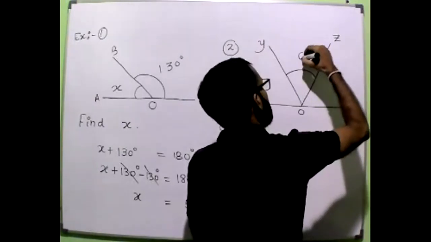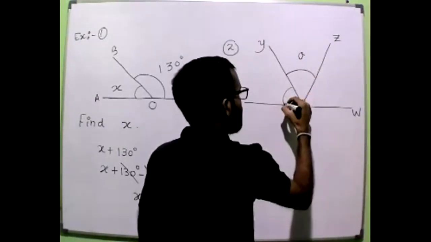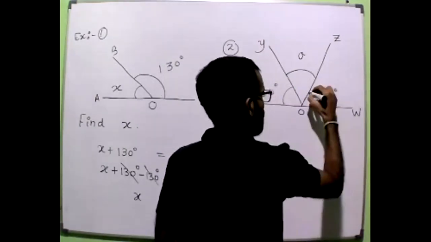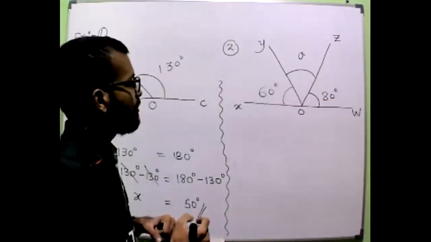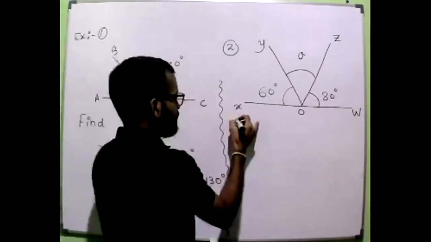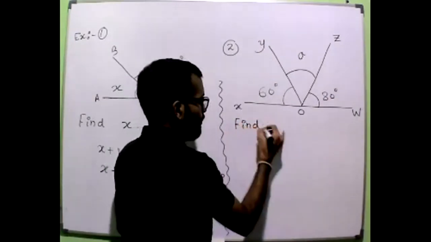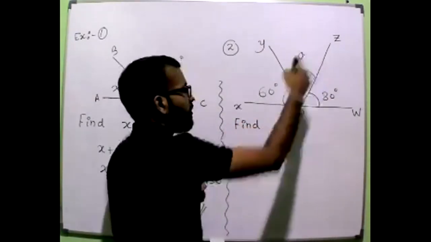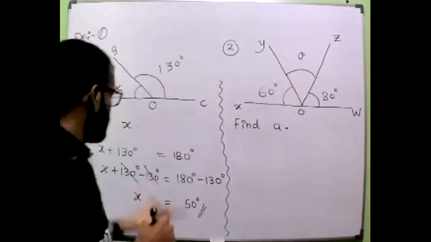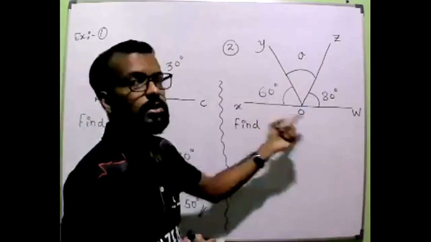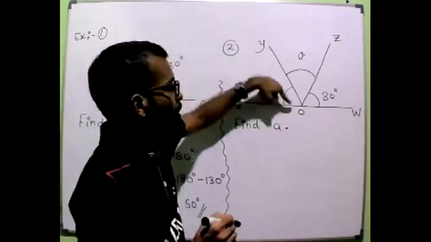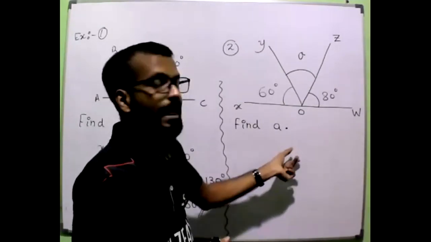This one, I will say this is simply a, and this one is, let's say, 60 degrees, and this one is 80 degrees. Now look at the board. They are asking you to find the value of a. So you have to find the magnitude of a. Same thing. XOW is a straight line, so you can add all of these angles together and equate it.